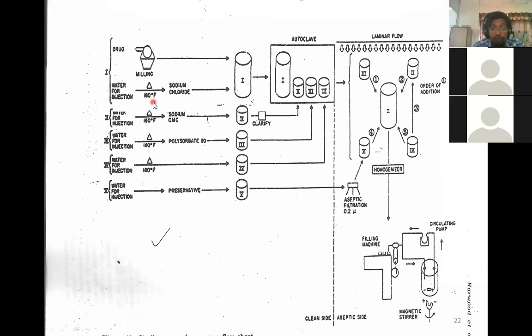You will heat it at 120 degrees centigrade for 20 minutes. Then you will add sodium chloride and mix it in. Then you will keep it in the autoclave. So you can see the one component contains drug and sodium chloride and water for injection kept in the autoclave.